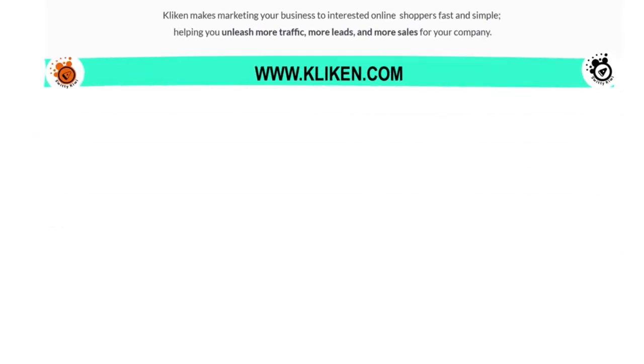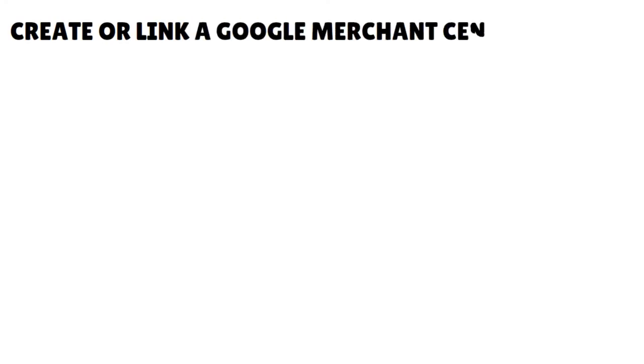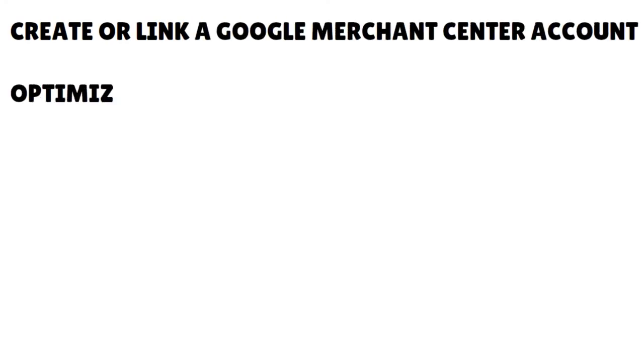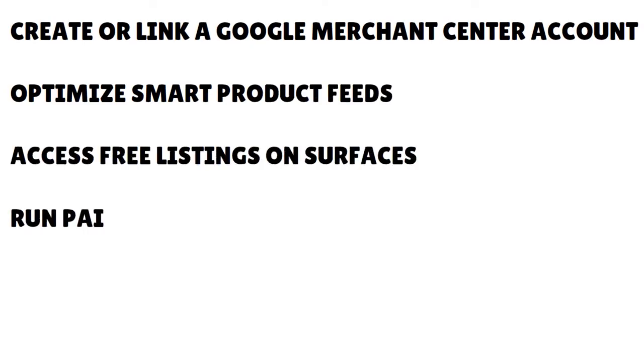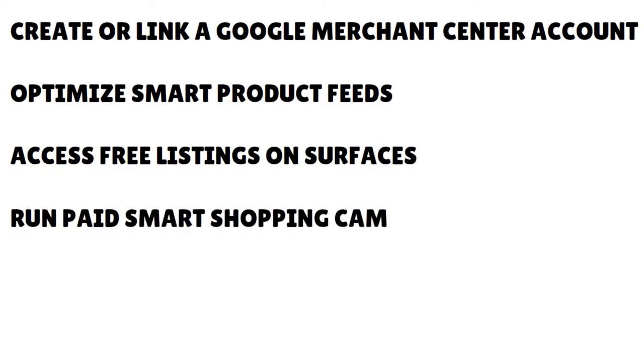So to do that, you just got to go to your Google Merchant Center account, optimize smart product feeds, access free listings, and run paid smart shopping campaigns. And you can do that very, very simply. And it's automatic on Clicken by WooCommerce or Clicken and WooCommerce.